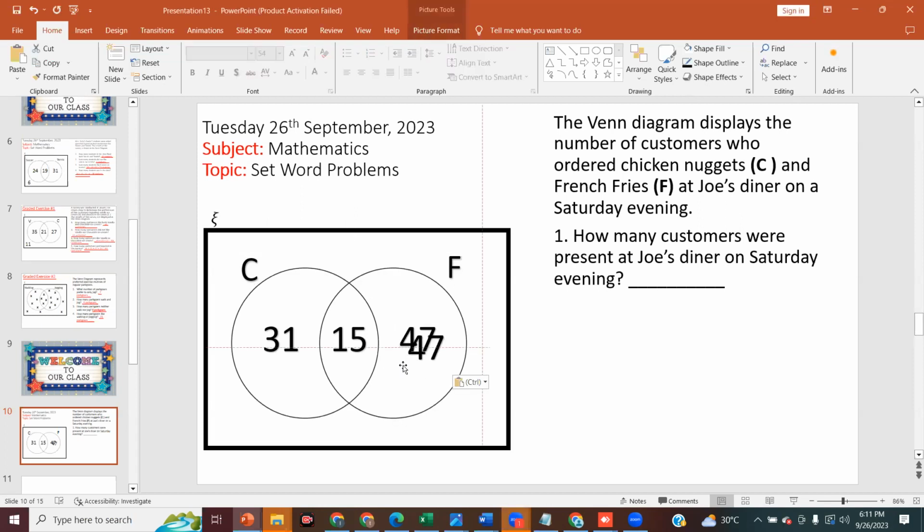There's one more number I forgot to put, and that is the one on the outside, which is 9. So now you can answer the question. Please forgive me. Based on this Venn diagram, how many customers were present at Joe's diner on Saturday evening?